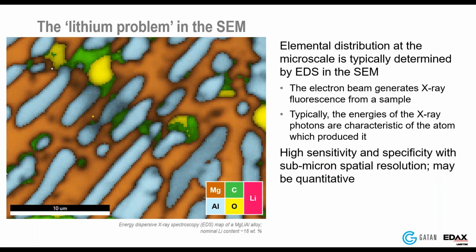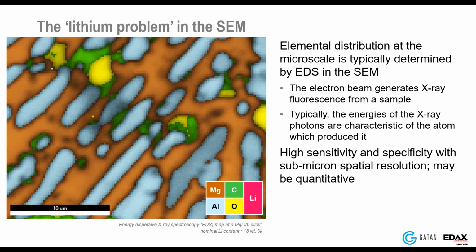Now, typically, we would use a technique called energy dispersive spectroscopy for revealing the elemental distribution of a sample at the microscale. So this is an X-ray fluorescence-based process in the scanning electron microscope. We use the electron beam to generate X-ray fluorescence from a sample, and the energy of the X-ray is characteristic of the atom that produced it. The technique has relatively high sensitivity, and importantly for this talk, can be performed quantitatively.